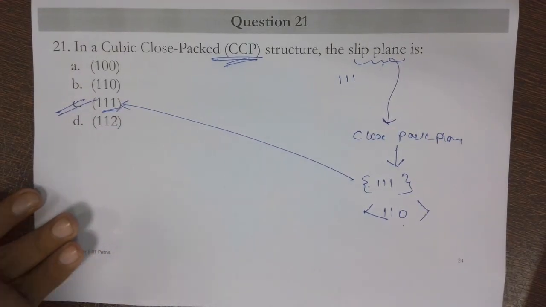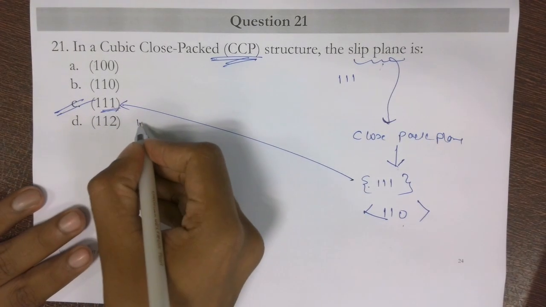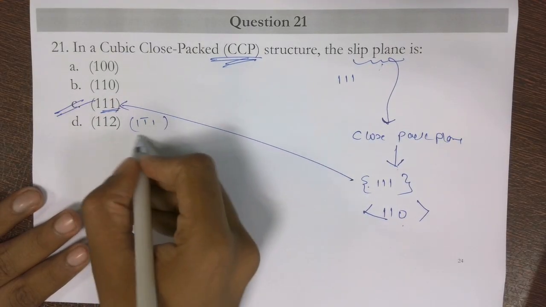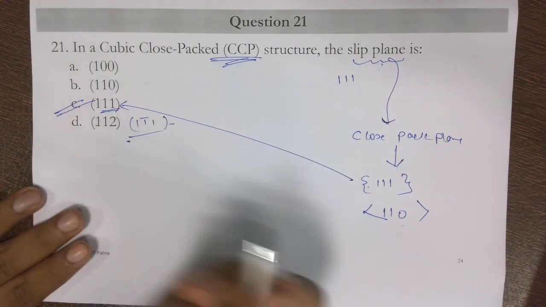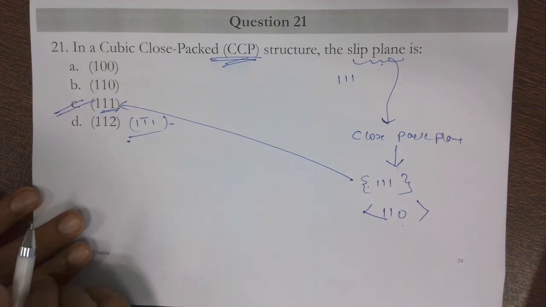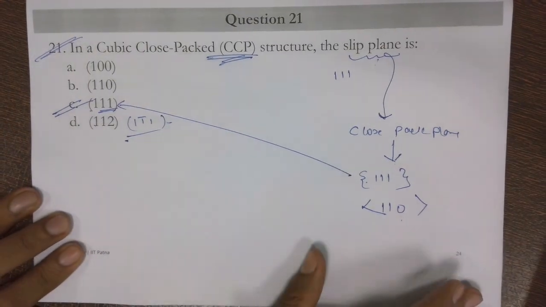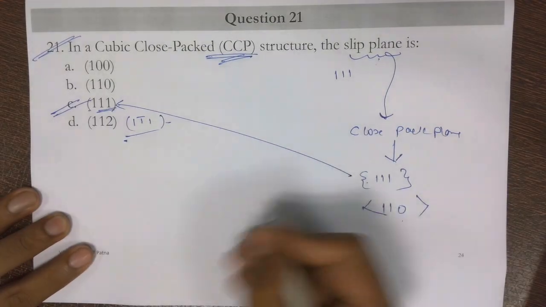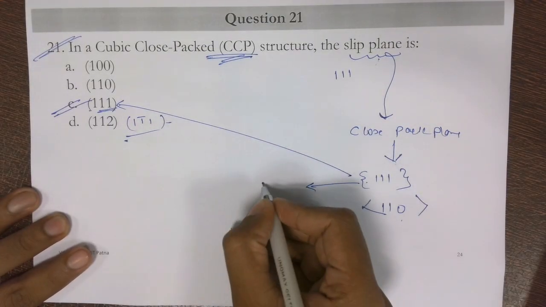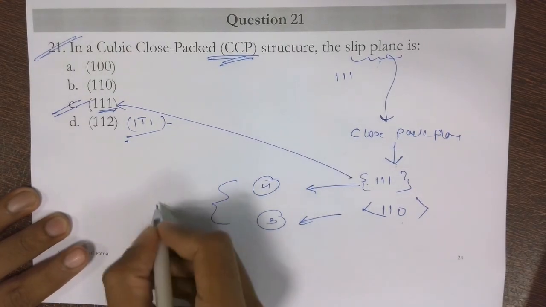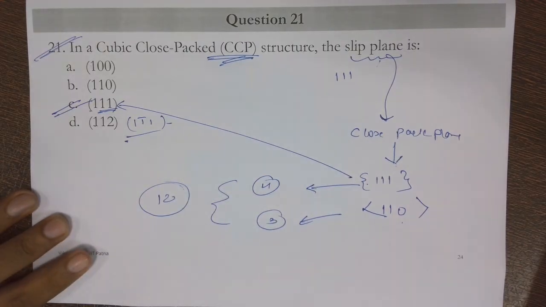One can also put multiple options, saying 1 bar 1, so that can also be there. If I put this instead of this, then this will also be the answer. So with that we have solved this. Option B is the right answer. So we know that in the FCC we have 4 planes like this, and in each of them we have 3 directions. So in total we have 12 slip systems in the FCC.